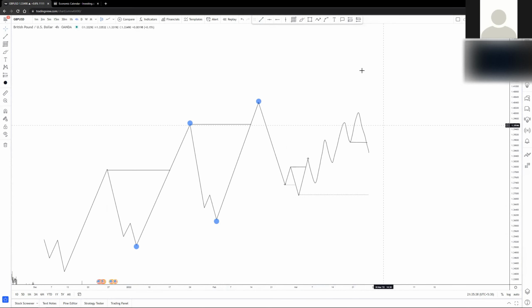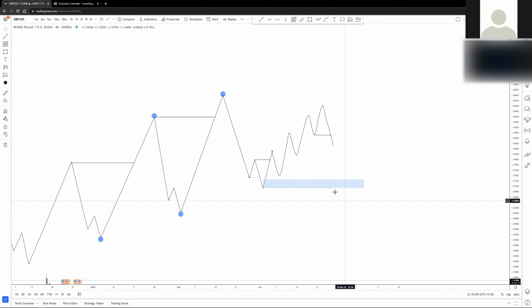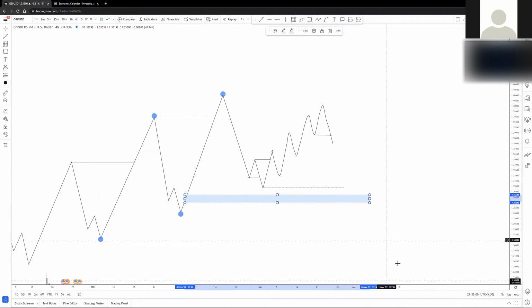Now, most people will look for confirmation entries from here. Will it work out? No, it's a weak low. So why would you buy from a weak low, even though we have liquidity being fed into that? What we are going to do is use that as the inducement and then look for something below that. That's the fuel for the liquidity now.